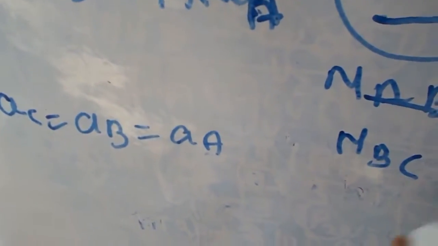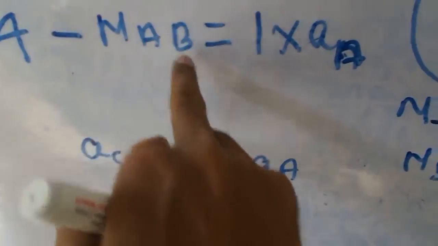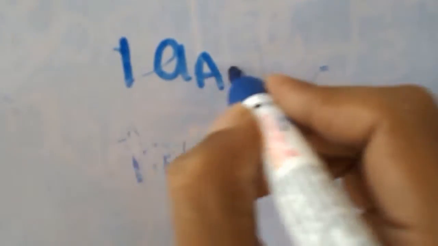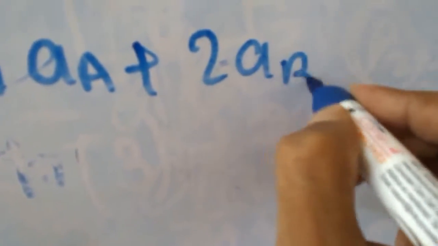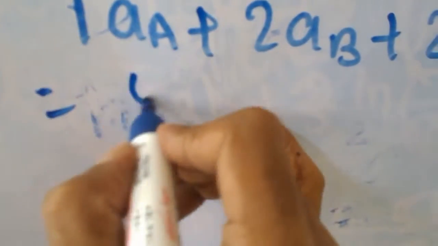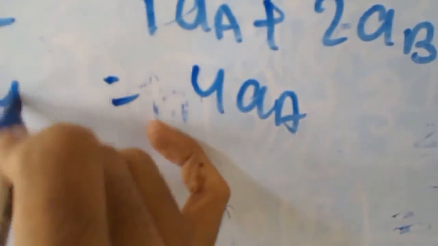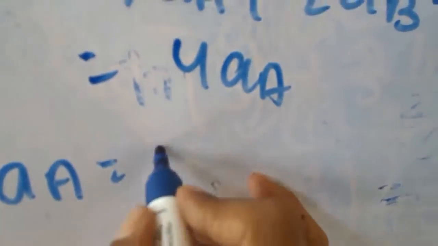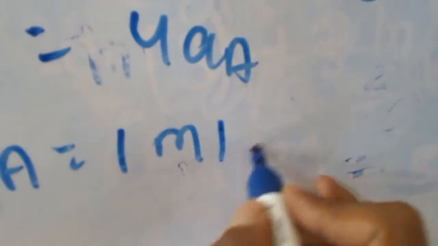Okay guys, if you add all the three equations, you will find that NAB and NBC all will be cancelled out. I'm going to add them, and you can add it by yourself. What I get is 4 is equal to 1A plus 2A plus 2A. Since A is equal to B is equal to C, 4A is equal to 4, so acceleration of A is equal to 1 meter per second square.